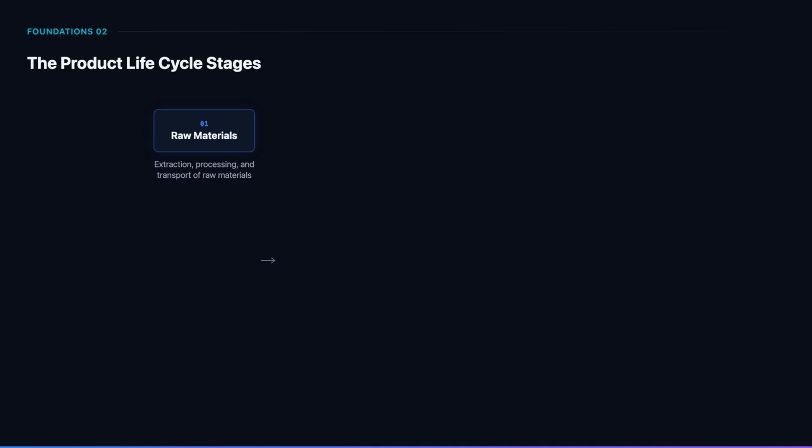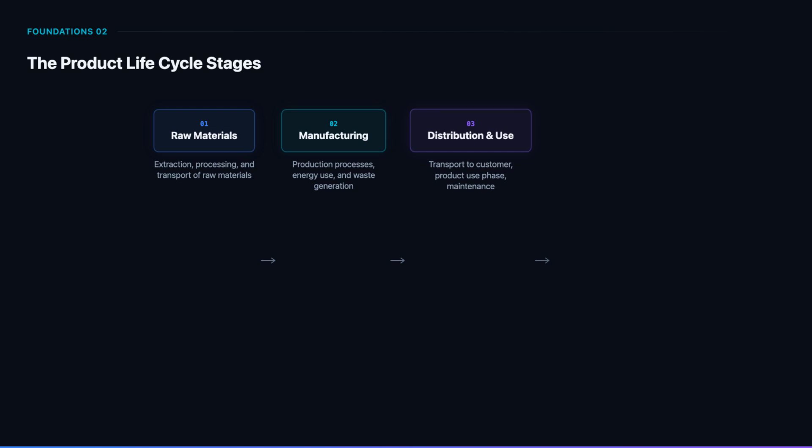cement, and agricultural commodities. Manufacturing covers all production processes, including energy consumption for heating, cooling, and machinery operation, process emissions from chemical reactions, waste generation and treatment, and internal transport within the facility. This stage is where your direct operational control is greatest. Distribution covers transport from factory to customer, including warehousing and retail.